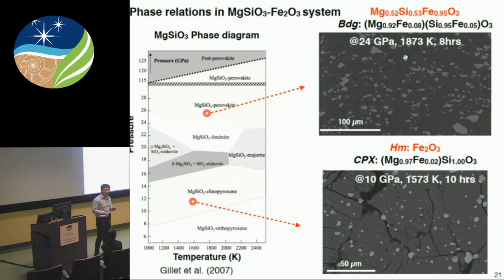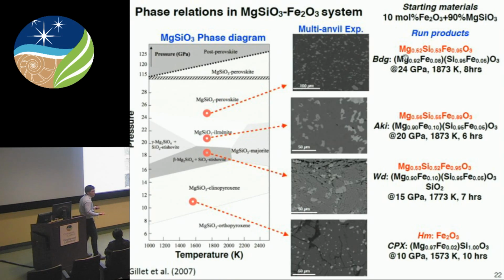So we want to understand whether this phase will occur at other pressures. So we ran another experiment at 10 GPa where MgSiO3 is in the clinopyroxene stability field. And in this case, we also see two phases, but the bright phase is pure hematite. So no magnesium or silicon enters this bright phase anymore, and so there's basically no reaction between those two starting materials.